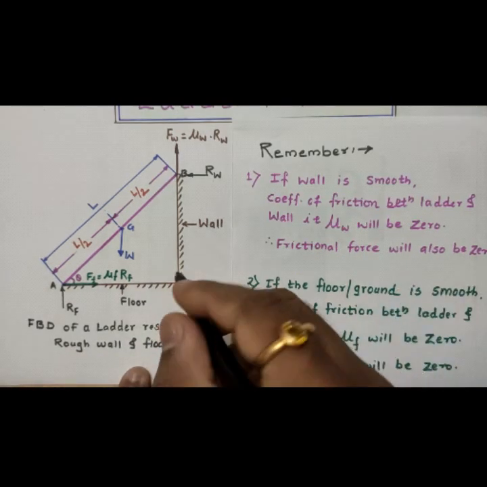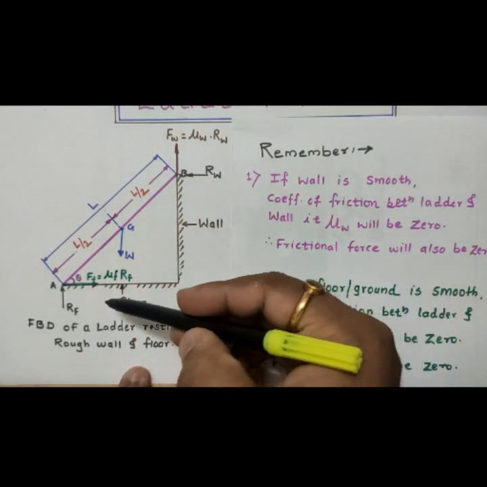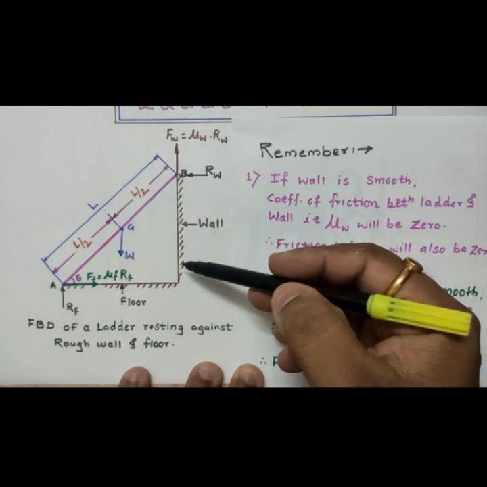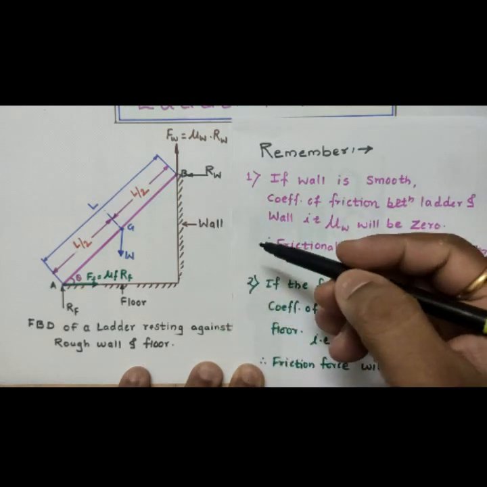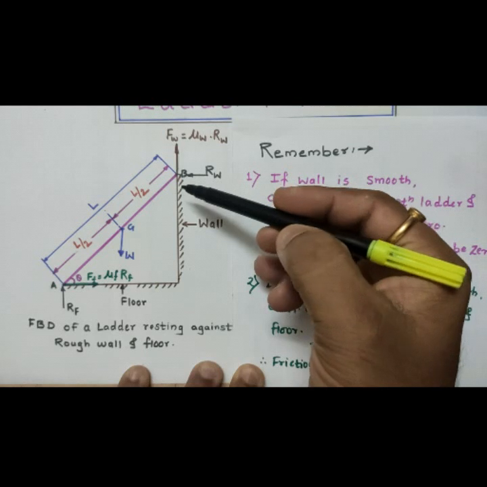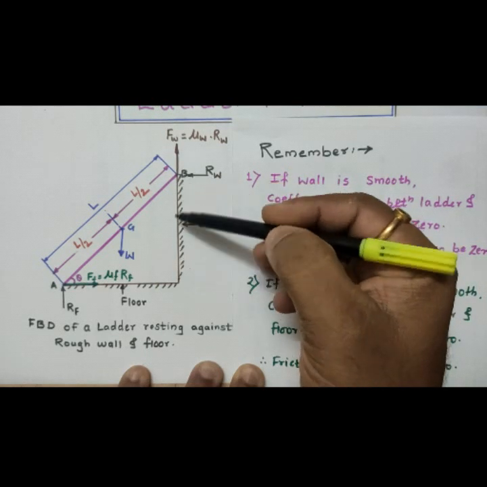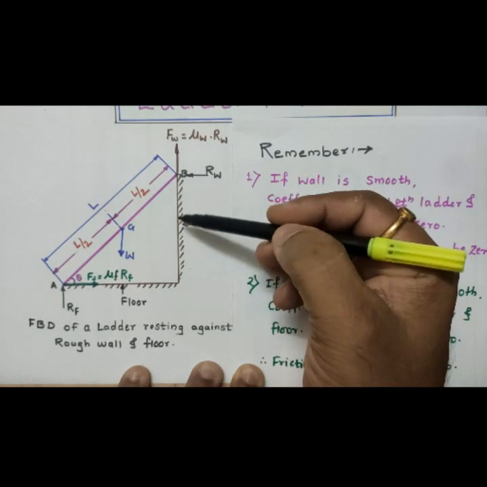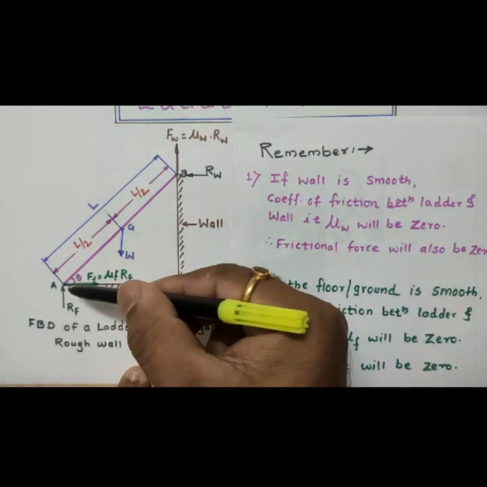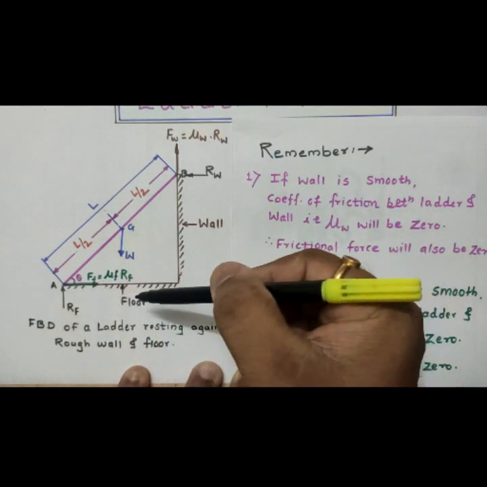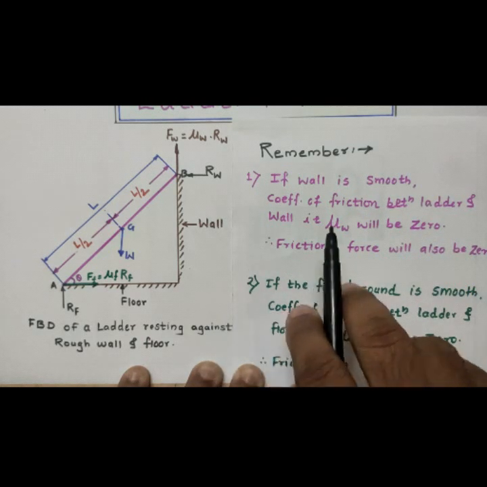So in this diagram, the floor and the wall are rough, but sometimes the wall will be smooth, or otherwise the floor will be smooth. So we have to remember these two points.